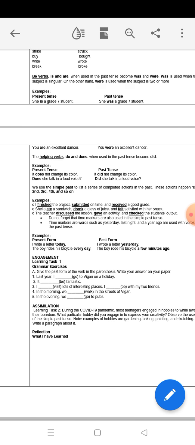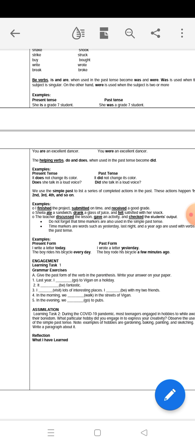Okay? So, you are an excellent dancer. Yun ang sample nasa present tense siya. Pag ginawa mo siyang past tense, you were an excellent dancer. Kasi nga, ibig sabihin, naging excellent dancer ka, baka tinamad ka, hindi ka na naman sumayaw or anything. So, that's why you were. Ibig sabihin, naging. Past na yon. Okay? Let's move on to helping verbs. The helping verbs do and does, when used in the past tense, become did.